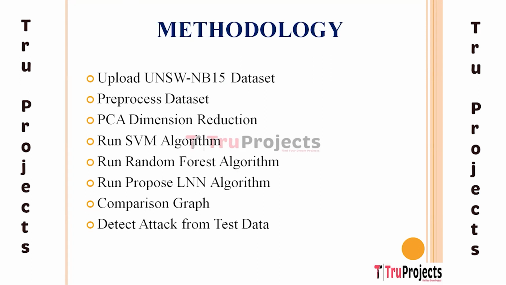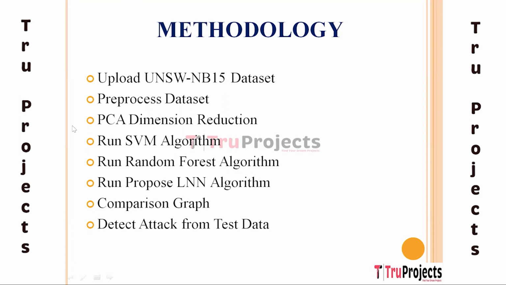The second module is pre-process dataset. Using this module, we will pre-process the data. That is, the dataset contains numeric and non-numeric data, but machine learning accepts only numeric data. So by employing the label encoder class, we will convert all non-numeric data into numeric data. Replace all missing values with 0.